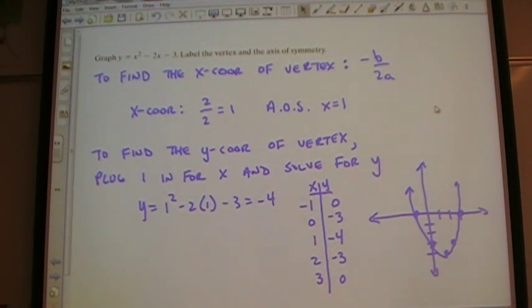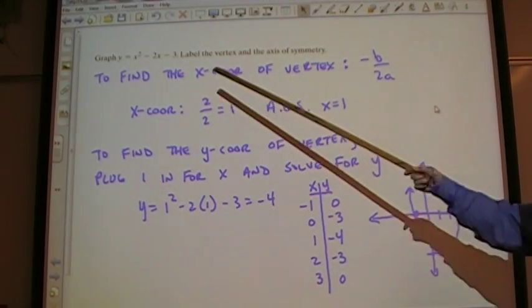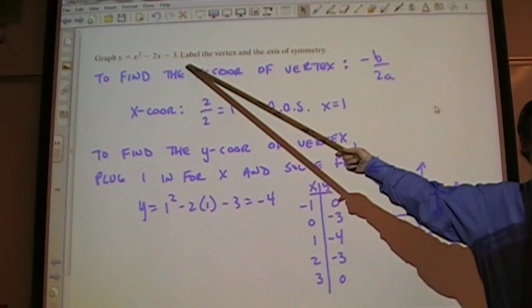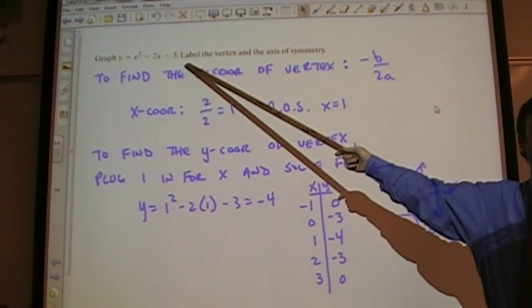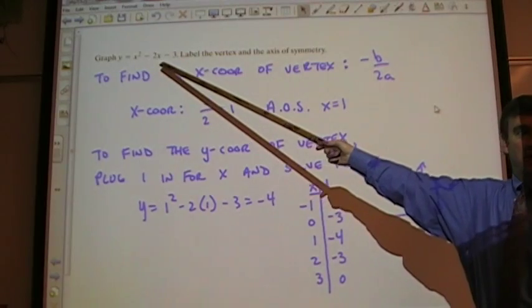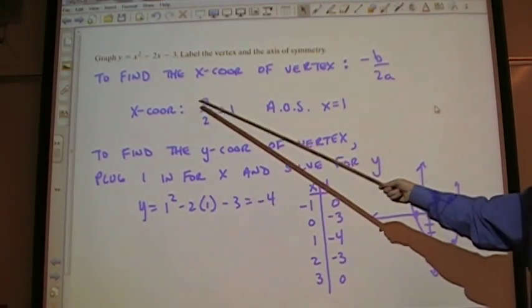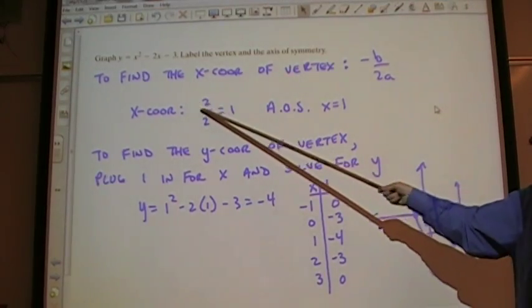All right, so in this case, to find the x-coordinate of the vertex, what's your b value up here? Negative 3. Negative what? 3. Negative 2. Just negative 2. All right, so what is negative 2? Positive 2. So that's where we get that 2 from.